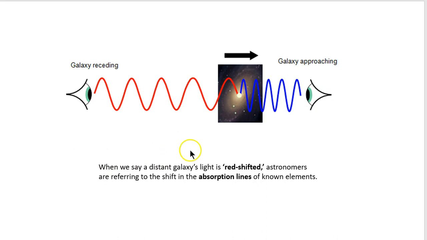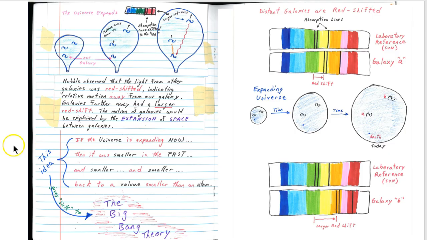So when we say that a distant galaxy's light is redshifted, and that's what Hubble discovered, astronomers are referring to the shift in the absorption lines of known elements. That's how Hubble was able to determine how much of a redshift. So we drew the picture like this. Here we have the expanding universe, and we have galaxies that are moving away from each other because of the expansion of space in between. And what Hubble measured was the galaxy farther away had a greater redshift. The absorption lines from the light from the galaxy were shifted towards the red.